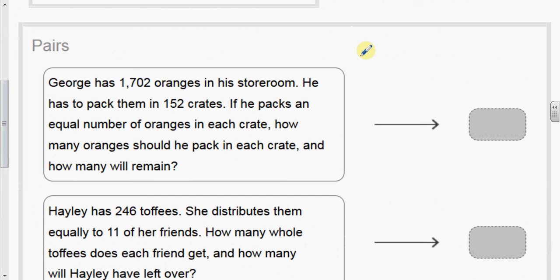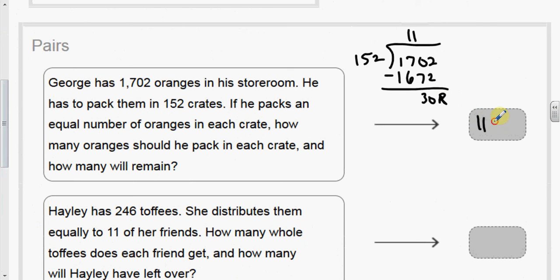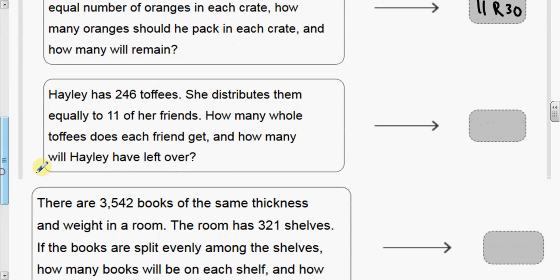So that's simply 152 divided into 1,702. So that goes 11 times. 11 times 152 is 1,672. Draw a line and subtract. We have remainder 30. So this is 11, remainder 30. You kind of get the idea.